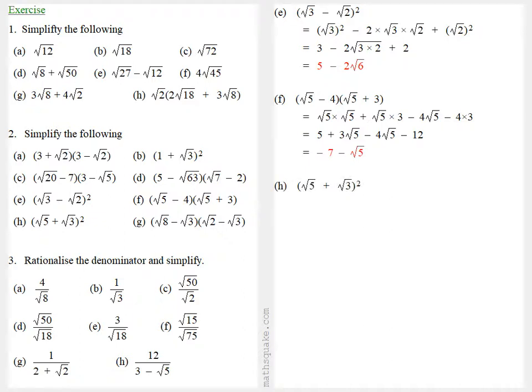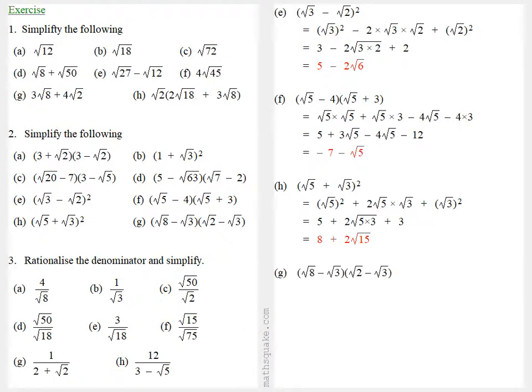In question 8, we have root 5 plus root 3 squared, which is root 5 squared plus twice the product, 2 root 5 times root 3, plus root 3 squared, which is 5 plus 2 times root 5 times 3, plus 3, which is 8 plus 2 root 15.